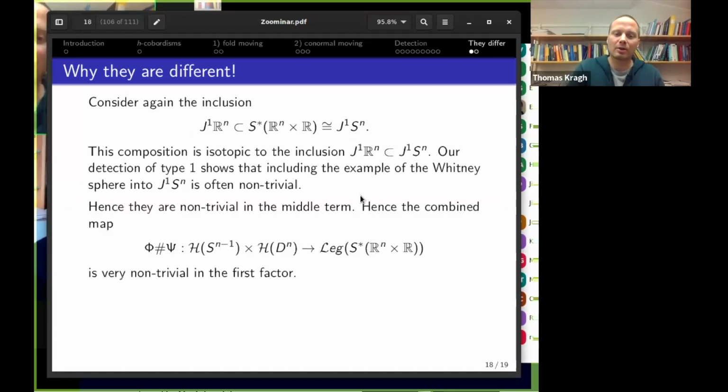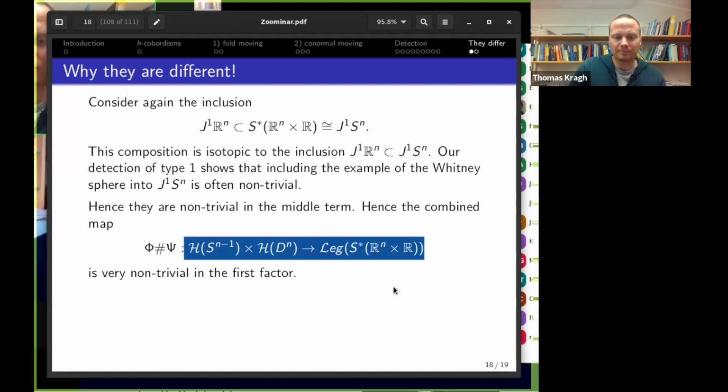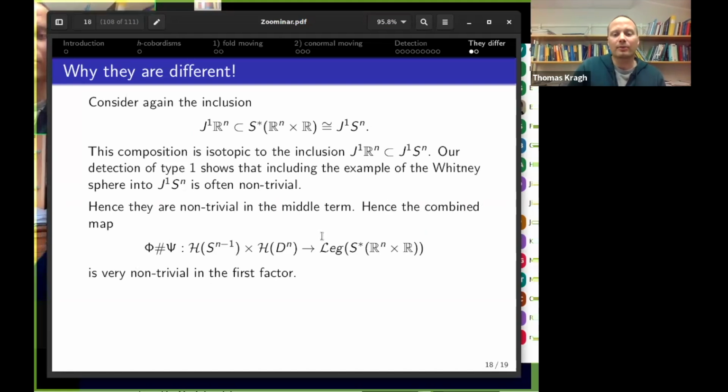So that means we know that they're non-trivial inside this contact manifold, which means that we know that this map, the combined map that I was discussing before, actually is non-trivial in the first factor into this space. And by first factor, I mean homotopy groups of first factor.